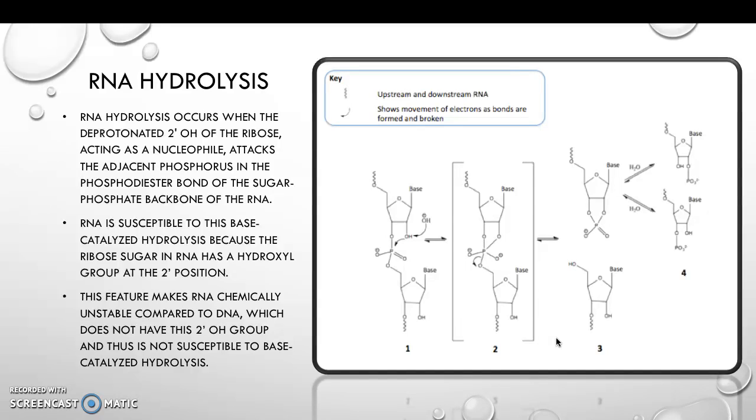There are other types of hydrolysis too. I just wanted to briefly mention there's autohydrolysis and enzyme cleavage.